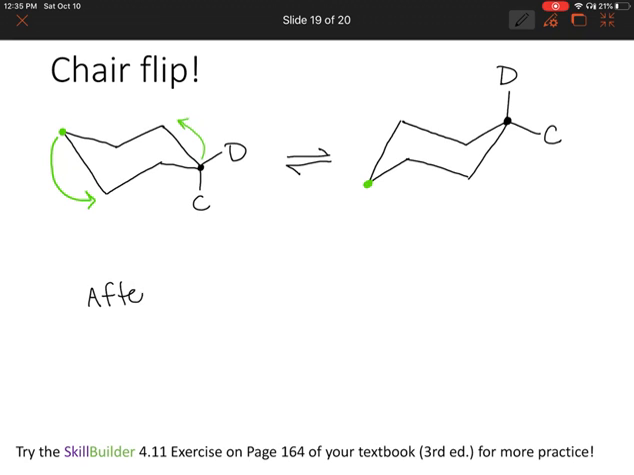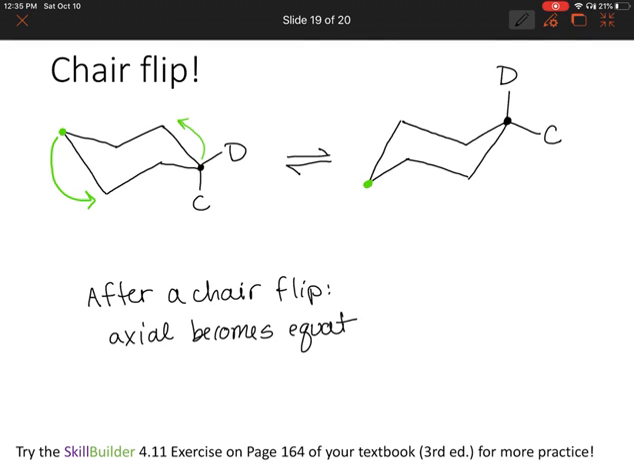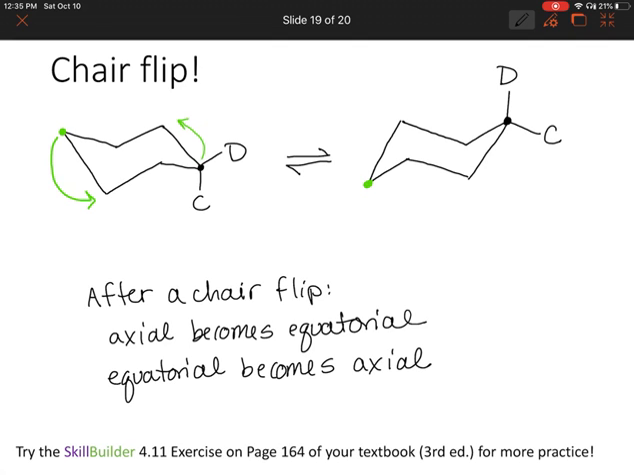So after a chair flip, axial becomes equatorial. And then equatorial bonds become axial. All right, and this is going to have an effect on future discussions. So it is important to understand how this works, although it might seem a little bit weird right now. Why are we talking about cyclohexane so much? But it does come up again.